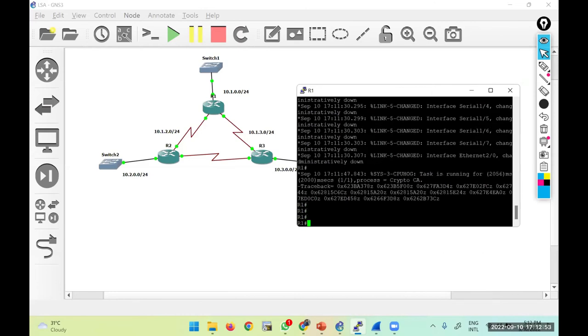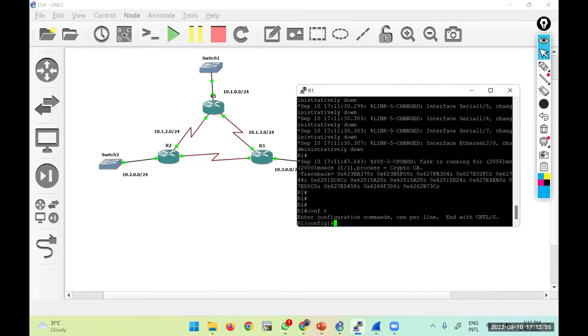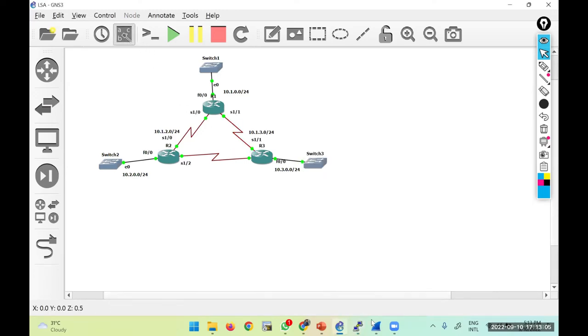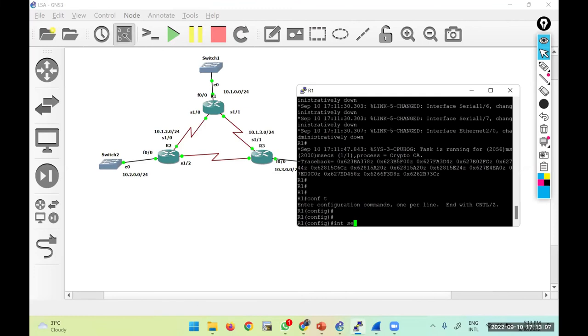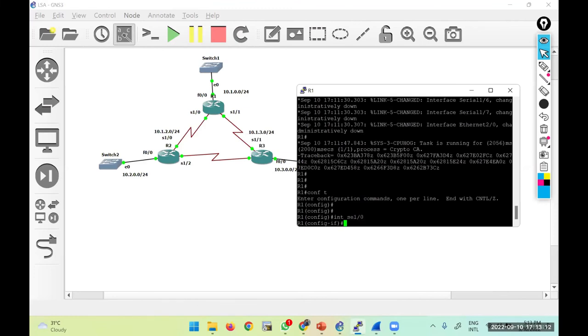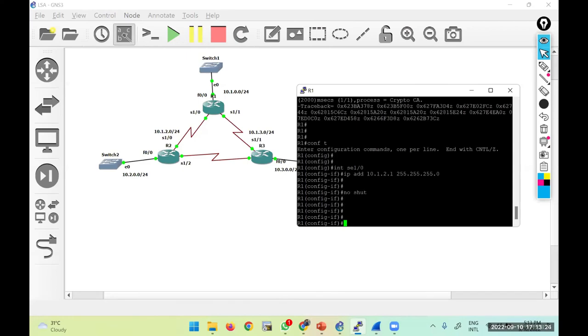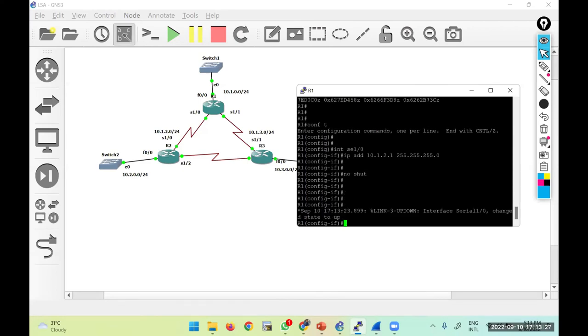Okay. So we are going to configure the interface IP and OSPF on R1. First we have to configure the interface IP. Interface serial 1/0 is connected to R2. The IP address will be 10.1.2.1, 255.255.255.0, no shut. We'll configure OSPF under the OSPF process.